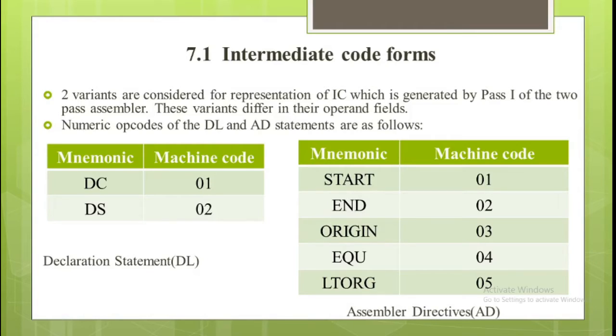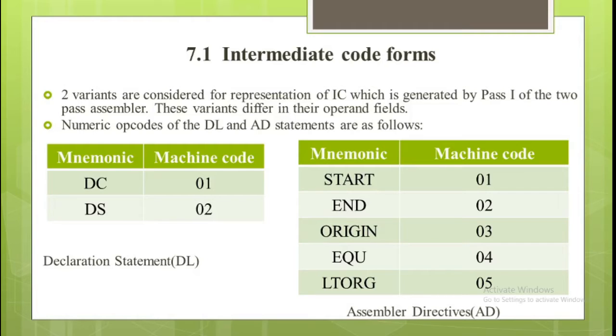Hello student, in this lecture we will study the pass 1 of the assembler. In the last lecture we discussed the data structures used by the first pass of the 2-pass assembler, like the opcode table, symbol table, literal table and the pool table. And we also studied how the entries are made in these particular data structures.